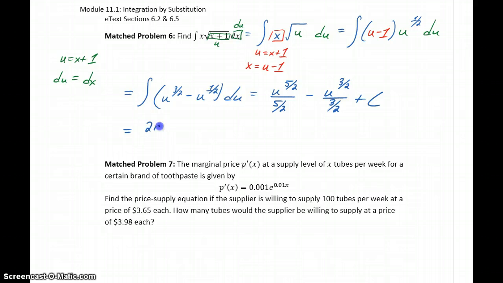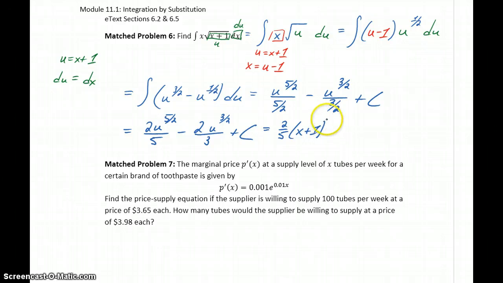Or we can rewrite this as 2u to the 5/2 over 5 minus 2u to the 3/2 over 3 plus some constant c. And now in our last step, we want to replace u with x plus 1, that original substitution. So this will be 2/5 times x plus 1 to the 5/2 minus 2/3 times x plus 1 to the 3/2 plus some constant c.